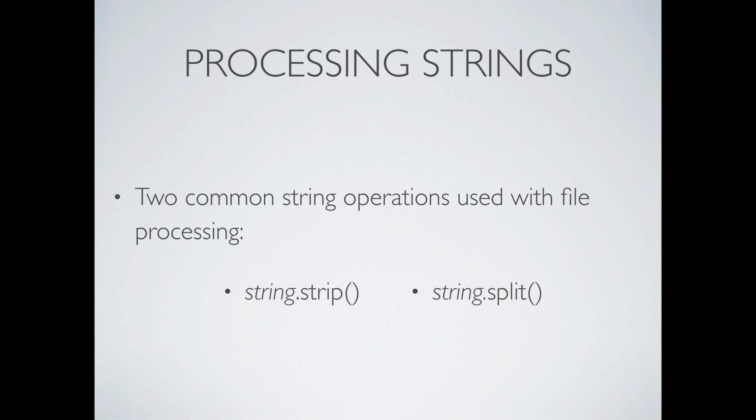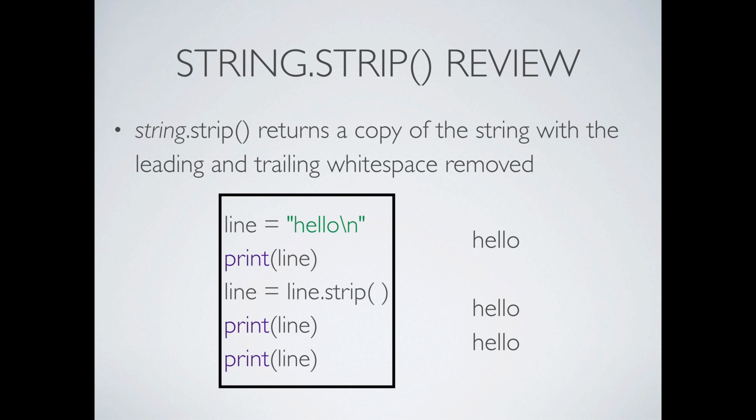So there are two extremely common string operations that are used in conjunction when you do file processing. These two string operations are string.strip and .split. So let's talk about these two in depth. First one we'll talk about is string.strip. Now I'm saying this is review because this is one of those extra string operations that I mentioned last week that you should take a look at the Python docs and read about. That said, I will go ahead and talk about it now just in case you didn't have time to do that.